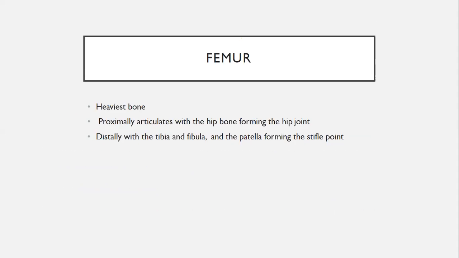Now we go to the femur, which happens to be the heaviest bone. Proximally, it articulates with the hip bone, forming the hip joint. And on its distal part, it articulates with the tibia, fibula, and the patella to form the stifle joint.